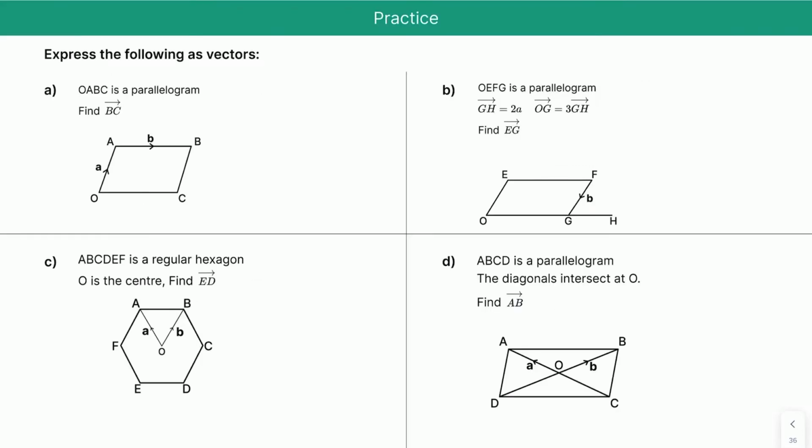There we go. So here's some practice questions. Press pause and have a go. Here are the answers. Mark your work.